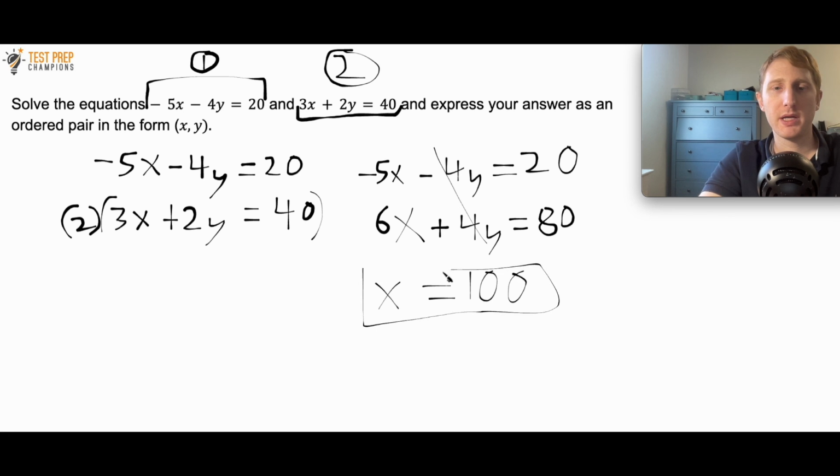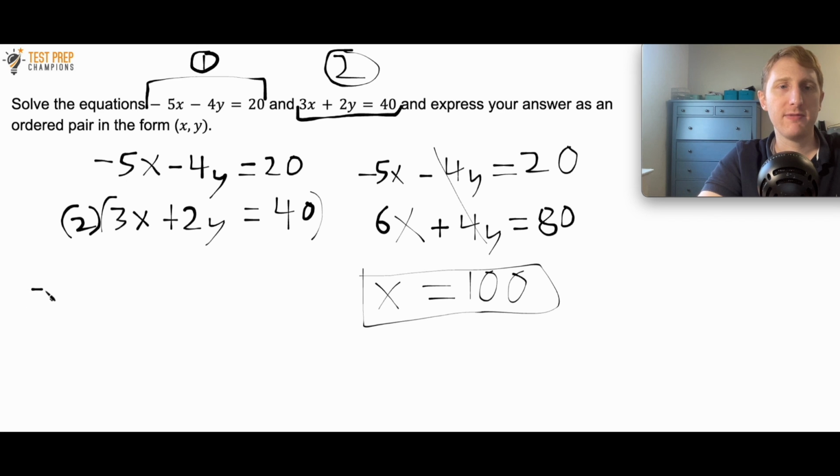Okay, so now what am I going to do to get y? Well, I'm going to take one of these equations, it doesn't matter which one, and I'm going to solve it for y. And I'm going to plug in 100 for x. So again, that might sound super confusing, but once I break it down for you here, hopefully it won't be as complicated. So let me take equation 1 here and solve it for y. So what would that look like?